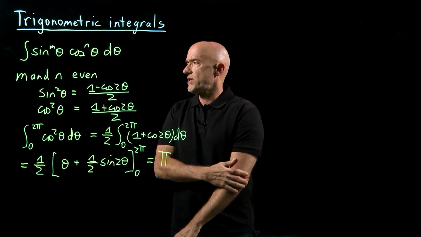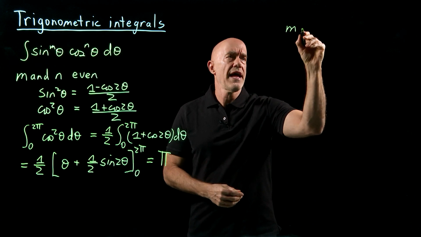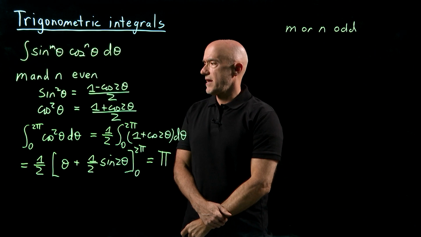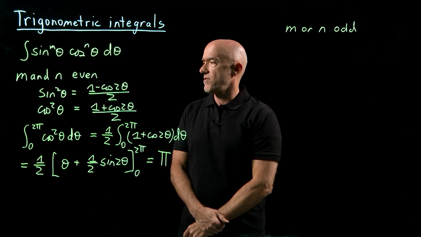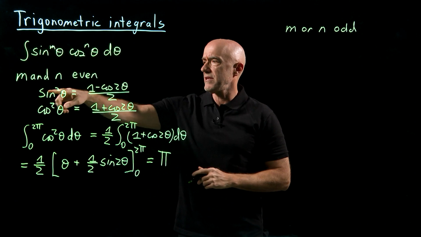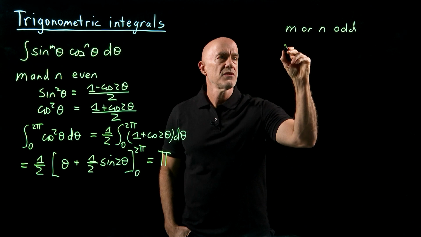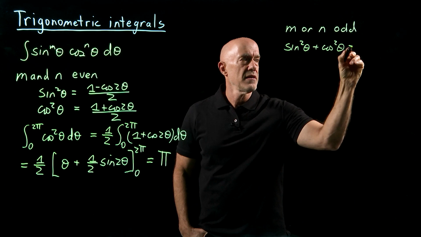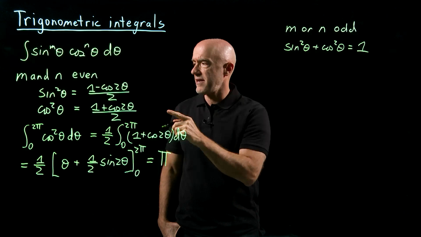What is the case? We can also have one of them odd. So let's say m or n are odd integers. Then how would we do that? It's just one of them. One of them can be even and the other one odd. Before we look at an example, let's see what we need to use. In this case, we're going to use the Pythagorean theorem. So we're going to make use of sine squared theta plus cosine squared theta equals 1. So let's see how that will play out in an example.